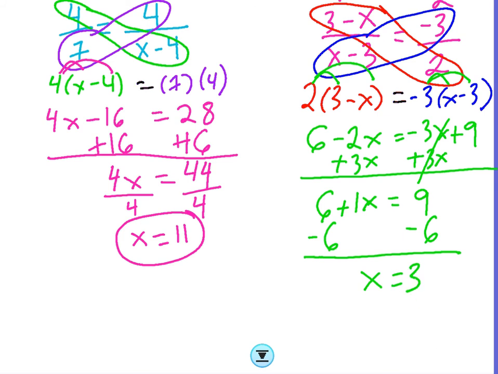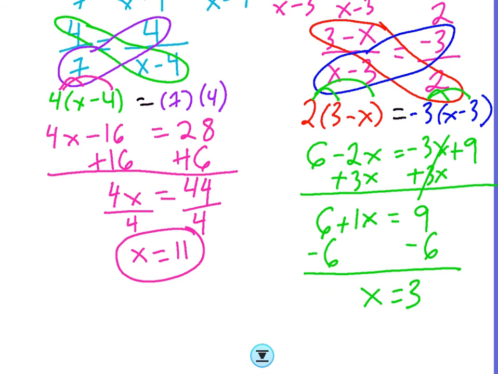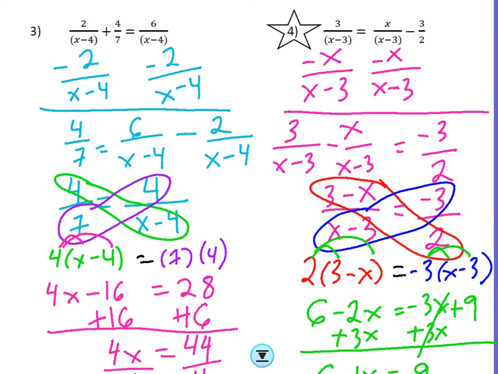Now, notice that this one in particular was starred. The reason that it's starred is because this is where we're going to begin our discussion of extraneous solutions. Now, an extraneous solution is a solution that you get by manipulating the equation that when you were to plug it back into the original function, makes the original equation not true.